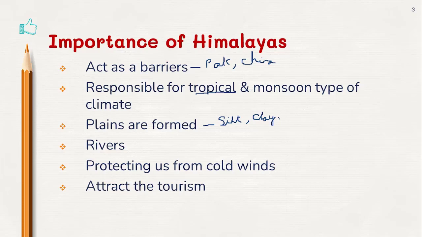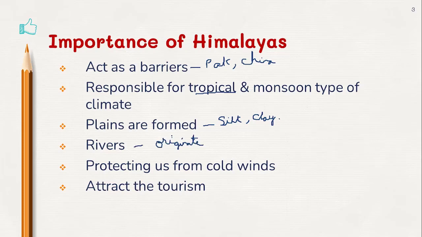Plains are very much suitable compared to hills or some plateaus, like the Deccan Plateau and Chota Nagpur Plateau. Then these plains are very much useful for agriculture also. And next, many rivers originate from the Himalayas itself, like Indus, Brahmaputra, Ganga.